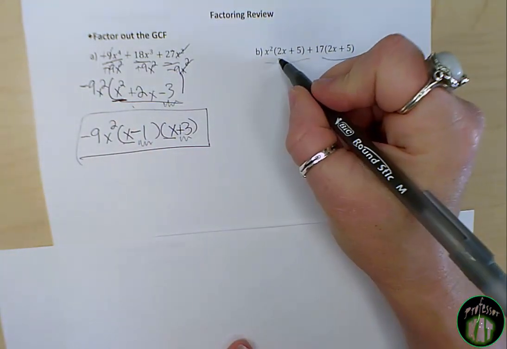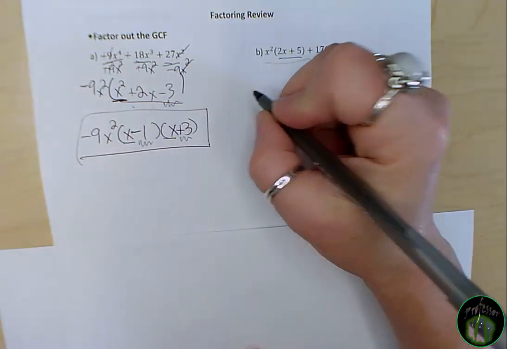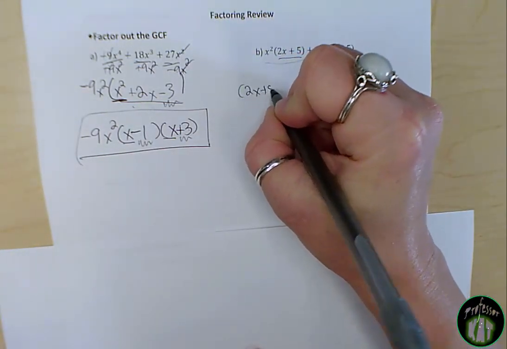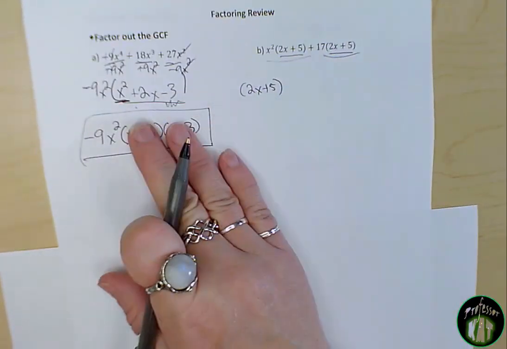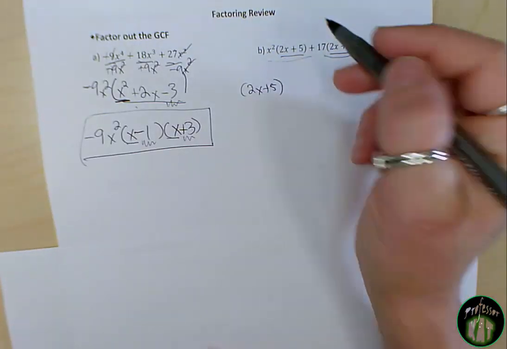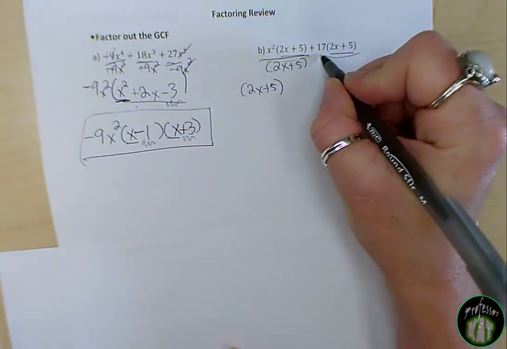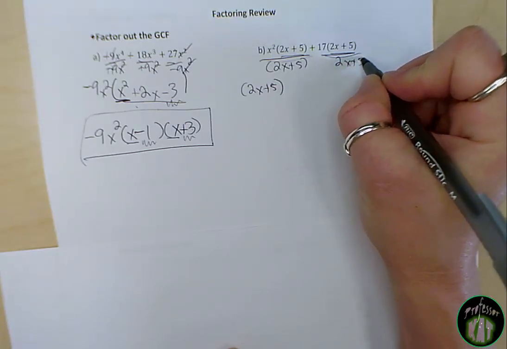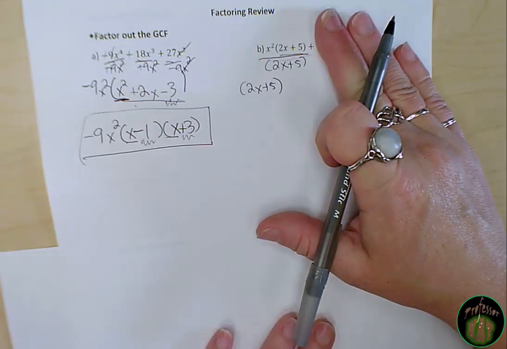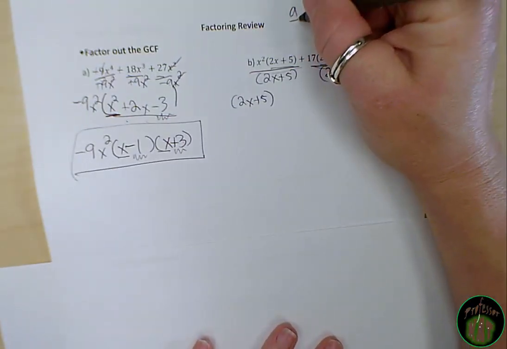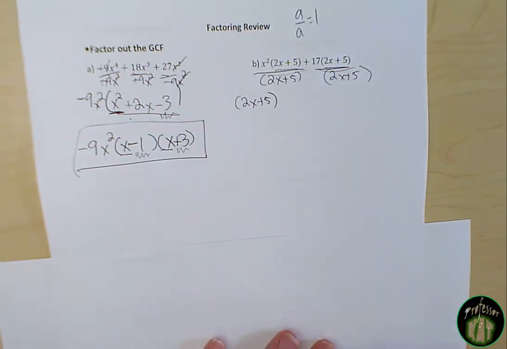But I do see that I have a 2x plus 5 here and a 2x plus 5 here. And I can factor that out to the front. When I factor out 2x plus 5, it's going to work just like over here. We're factoring it out to the front of the problem, and we're going to divide it out of each term to see what we're left with. When we look at this first division here, keep in mind if you have the same thing over the same thing, it is equal to a 1. So like 10 divided by 10 is a 1.